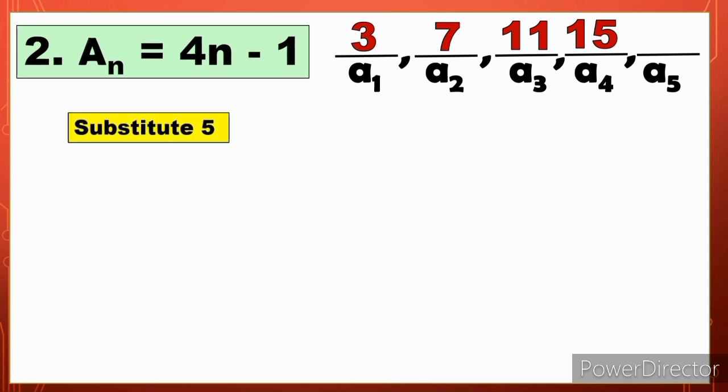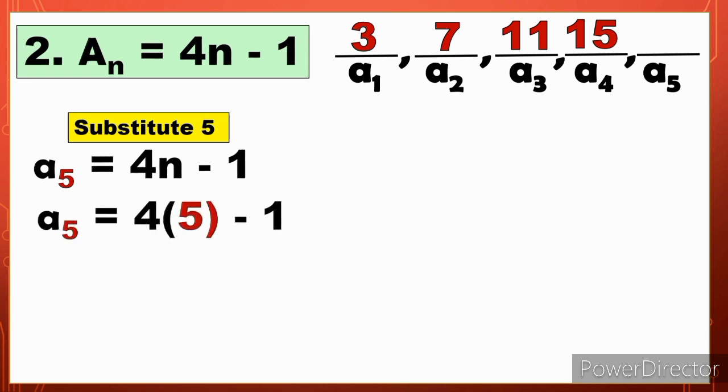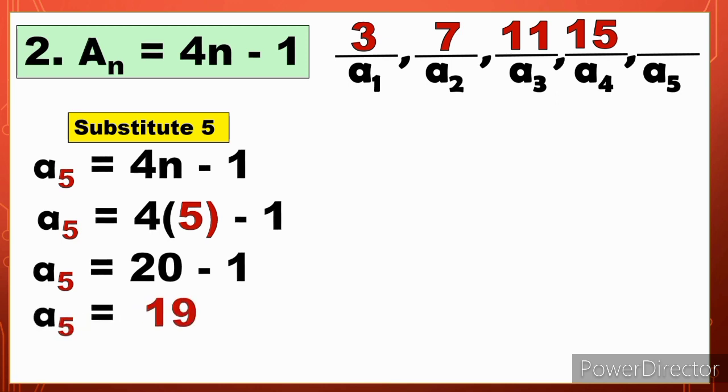So now we have a sub 5 equals 4n minus 1. So papalitan yung n ng 5. So a sub 5 equals 4 times 5 minus 1. Then we multiply, 4 times 5 equals 20. Therefore, we have a sub 5 equals 20 minus 1. So 20 minus 1 equals 19. So our a sub 5 is 19, and that is our fifth term.